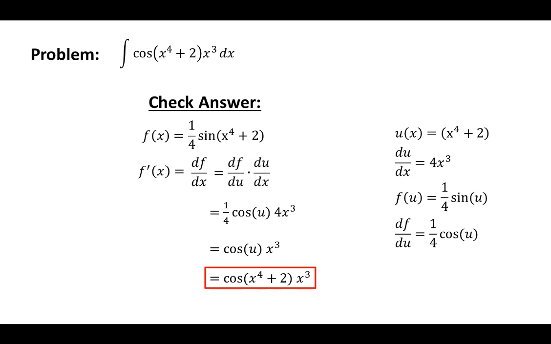So in conclusion, we have discussed the U substitution process. We went over where it comes from, how it comes from the chain rule, and then we went over a 7-step methodical process in order to find a solution to an integral that lends itself to U substitution. And finally, we've shown here we're checking our answer, which is always a good thing to do if you want to be sure.